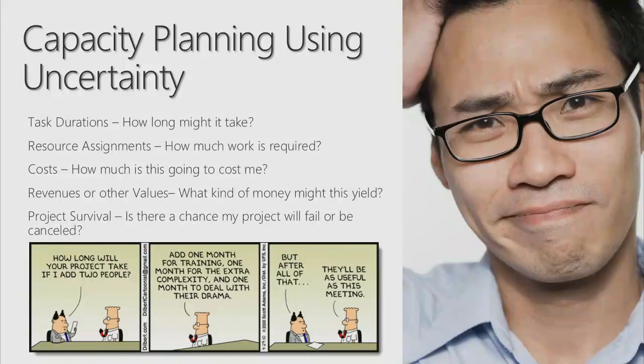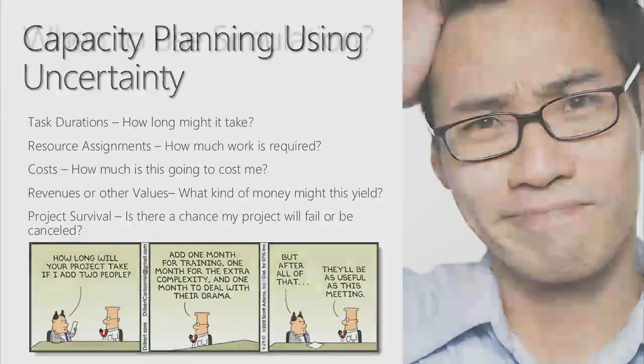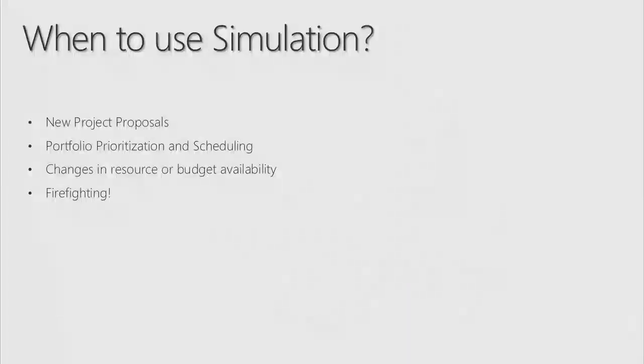And that is why it's so important to find resource capacity problems up front. You can't just all of a sudden throw 2 more people at something when we've hit a problem. We need to plan ahead for that, or it's going to be about as useful as his meeting there. Okay, when to use simulation?